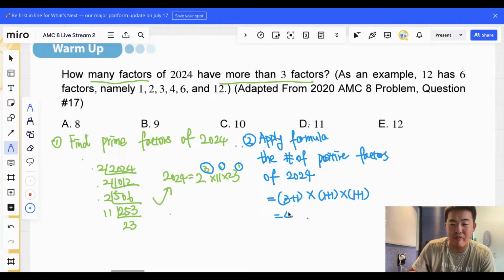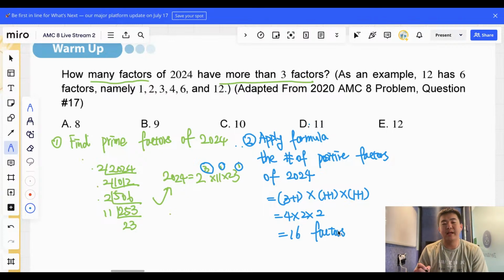So that will be 4 times 2 times 2. So 4 times 2 is 8. 8 times 2 is how many? Is 16 factors, okay? So are we done now? Are we going to answer a question that there are 16 factors and more than 3 factors? Of course not. We are not done yet.